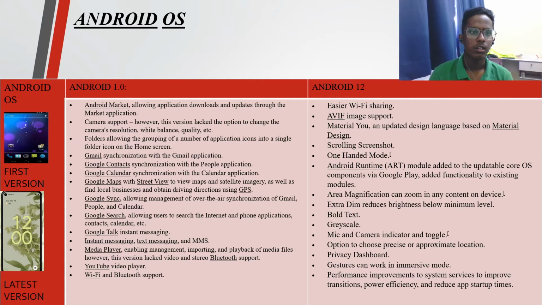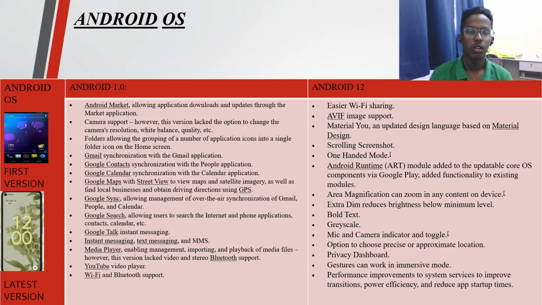The third one is folders, allowing the grouping of a number of application icons into a single folder icon on the home screen. The fourth one is Gmail synchronization with the Gmail application, and Google Contacts synchronization with the People application.